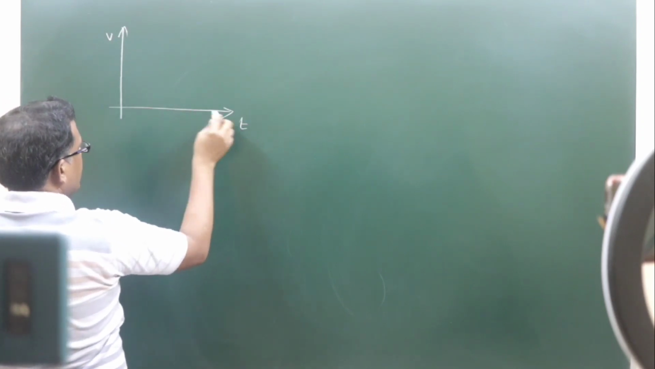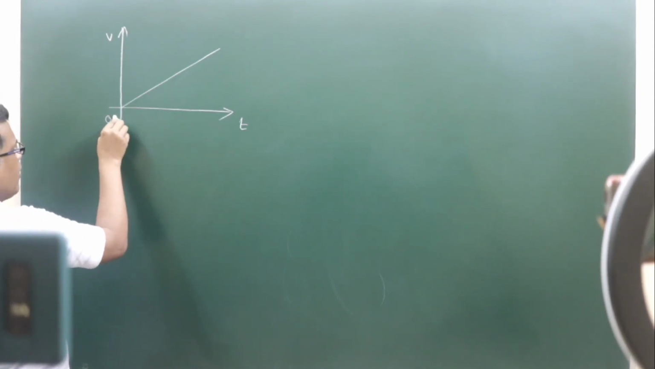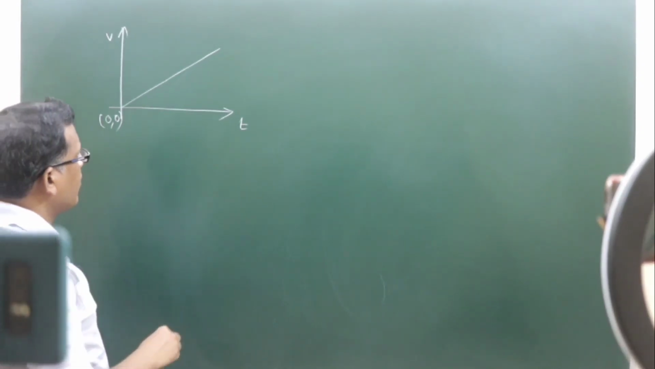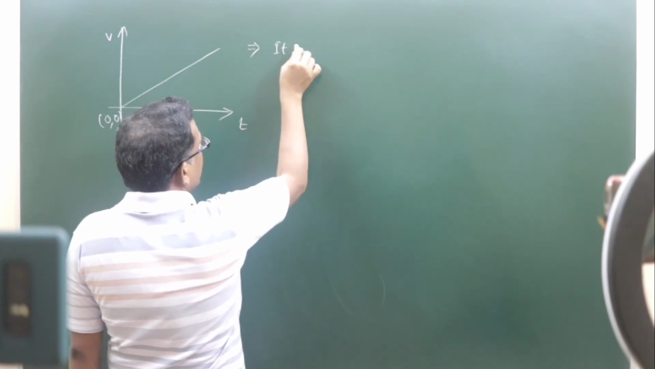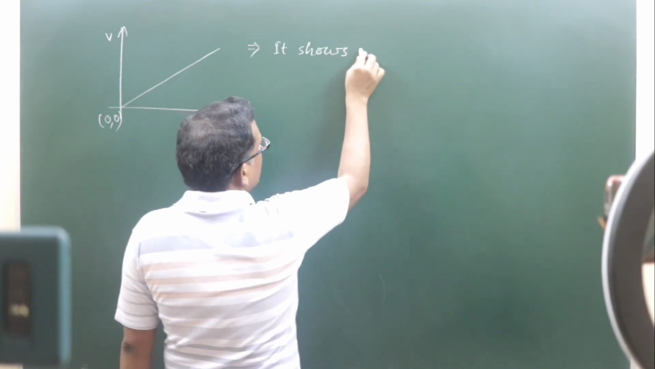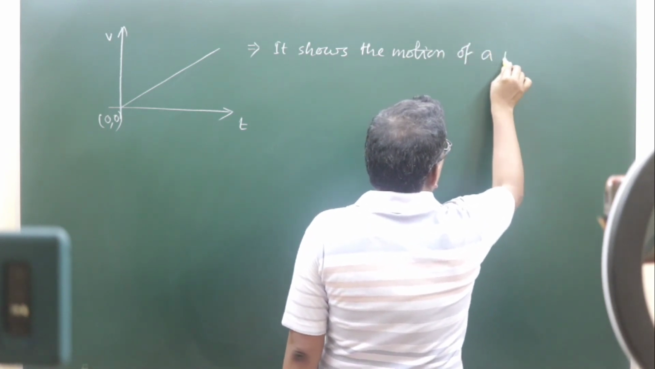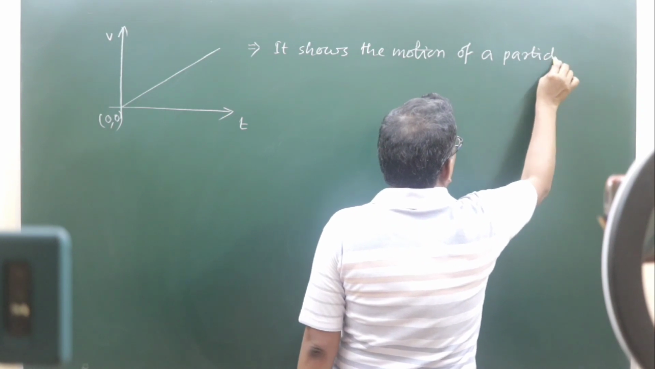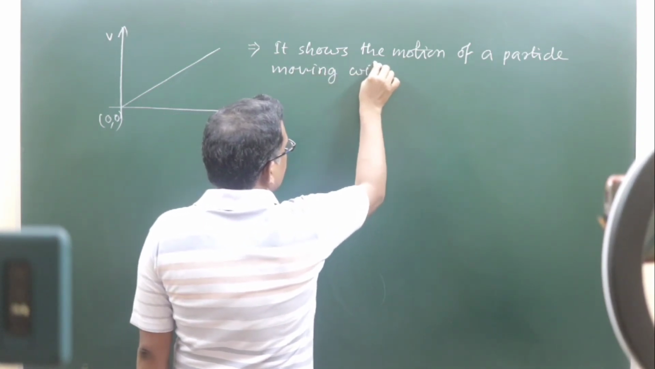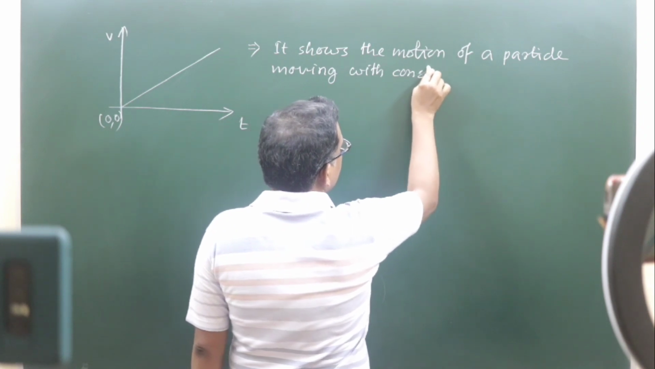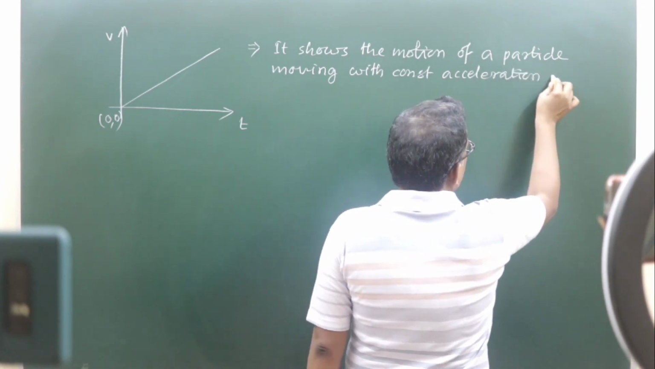If this is a velocity time graph, and a line is drawn through the origin as a velocity time graph, then we can say it shows the motion of a particle moving with constant acceleration, starting from rest.